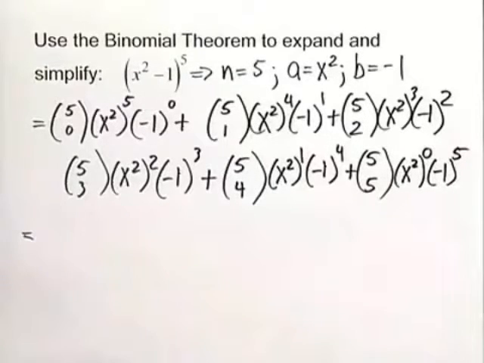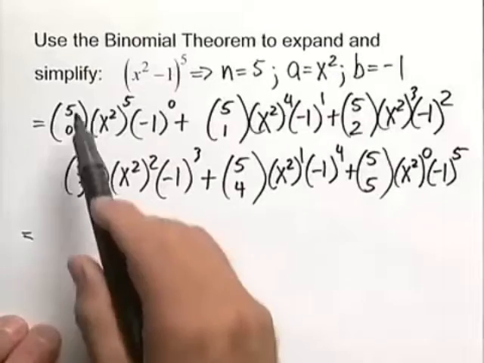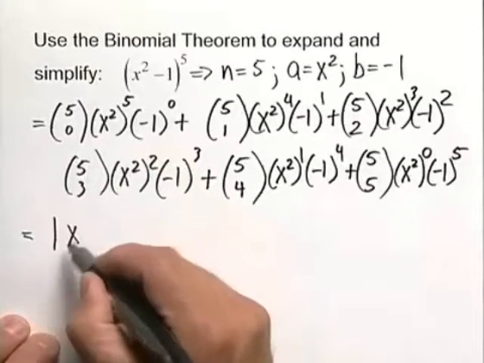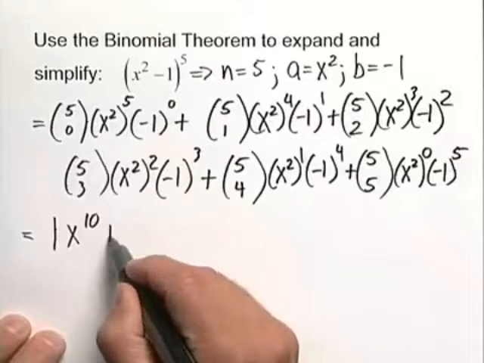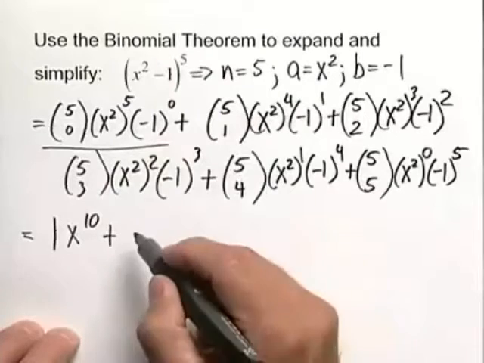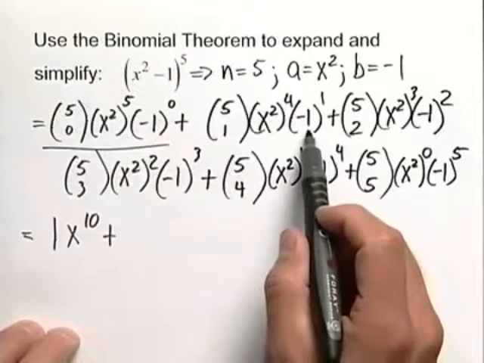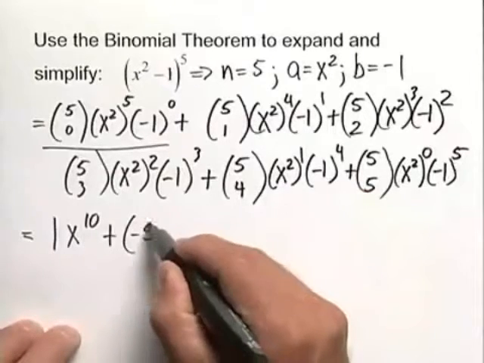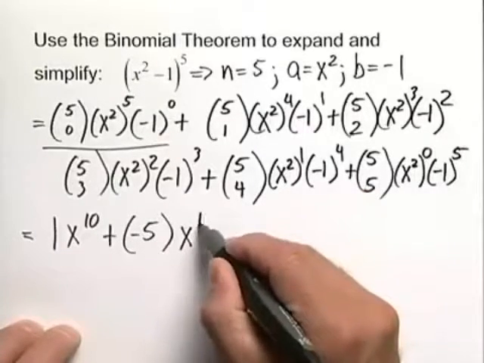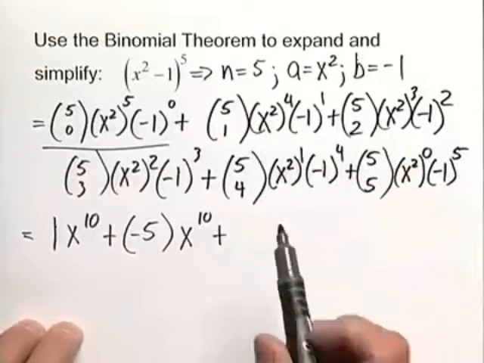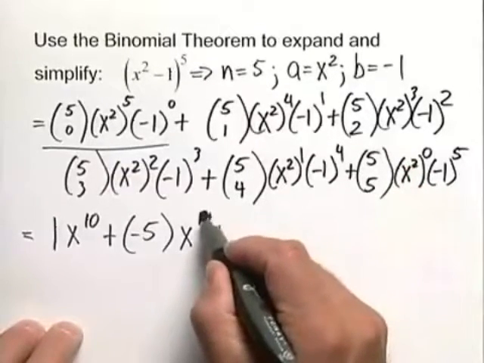Alright, now let's try and make some sense of all this madness here. We have 5 over 0, which is simply 1, x squared to the fifth, which will give us x to the 10th. Plus, so that's addressed the first term. 5 over 1 will give us simply 5, but note that we have a negative 1 to the first, so I'm going to write that as a minus 5 out in front, x to the 8th, let me sneak that in here.